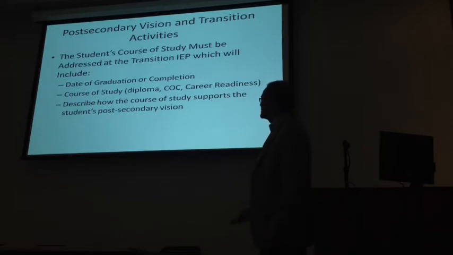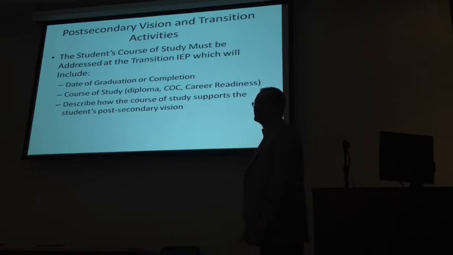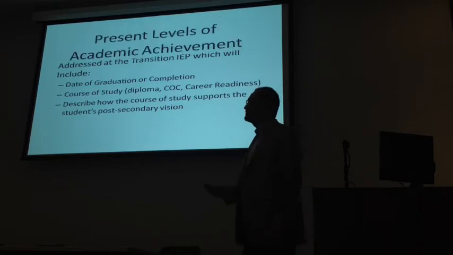Student's course of study. Again, as always, address the transition IEP, the date of graduation, and the course of study, and that's the tricky one. It's a diploma, certificate of completion, career readiness certificate, or certificate of attendance. A lot of kids stay until they're 26. They just age out, but we still want to address what they're going to be working on during those times. And then how the study supports their vision.